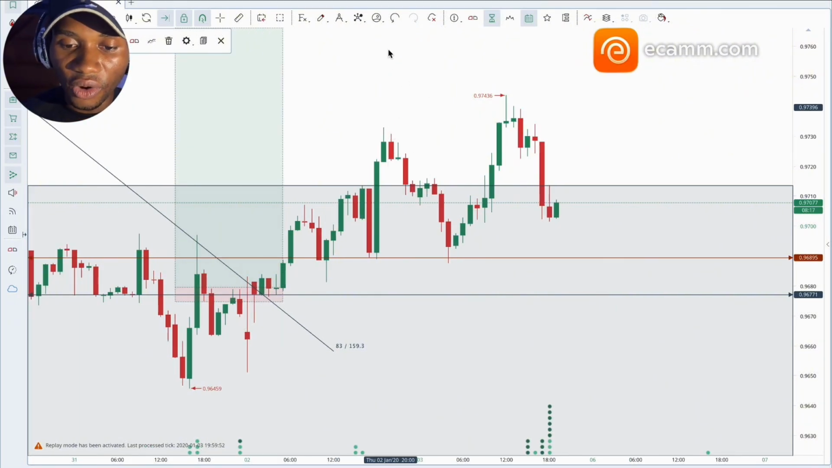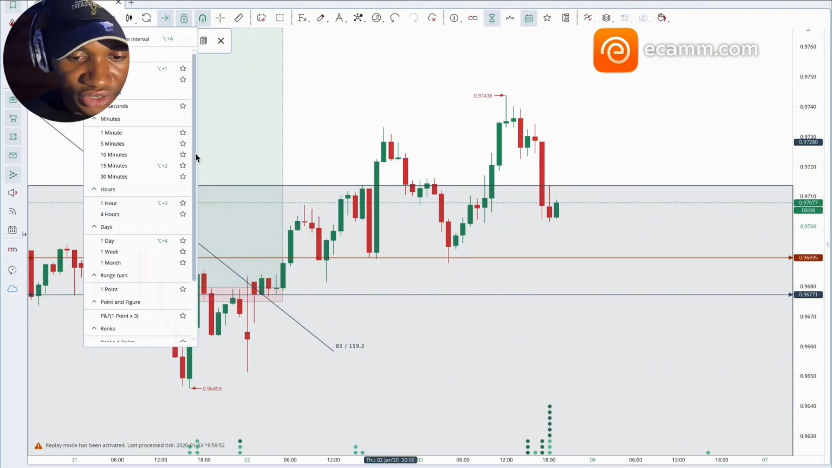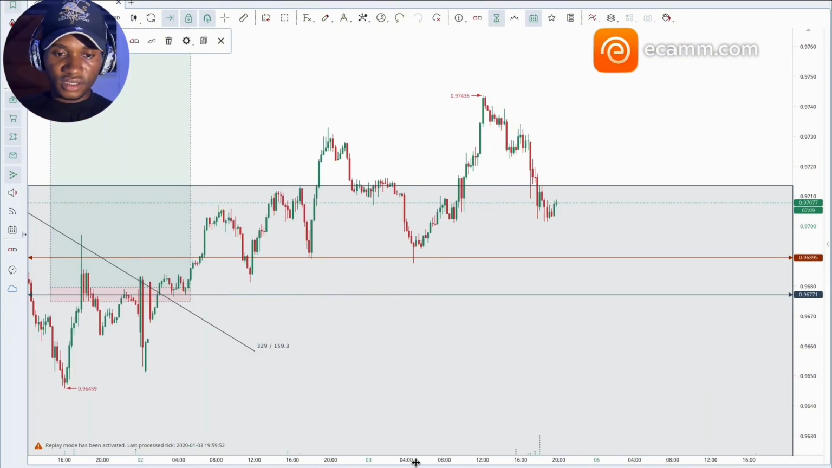It didn't form a long wick to the downside. It didn't form an M pattern in the higher time frame. I mean, it's still pushing up basically. So you come out at this high, all right? Basically, you've cashed this.